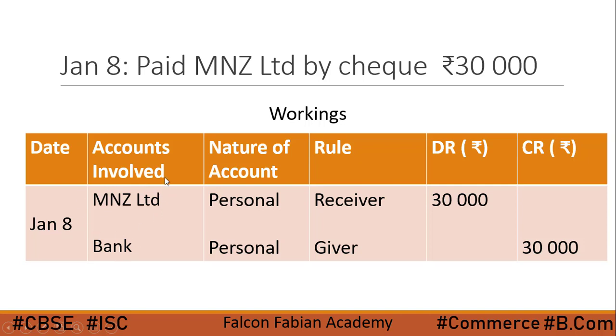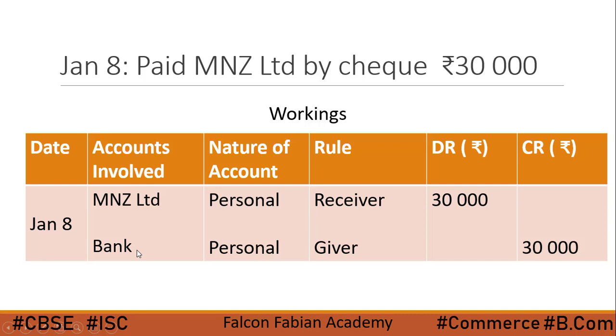Now MNZ Limited is the account of an organization, a business, therefore the rule for personal account is going to be applied to it, and the rule is debit the receiver and credit the giver. Here MNZ Limited is the receiver. It is receiving from the business 30,000. Therefore, MNZ Limited's account needs to be debited by 30,000.